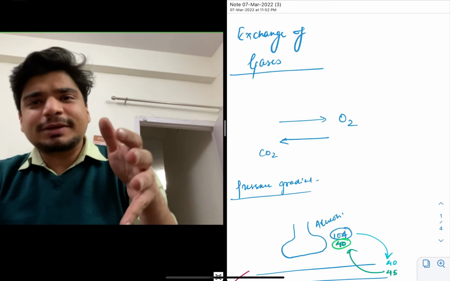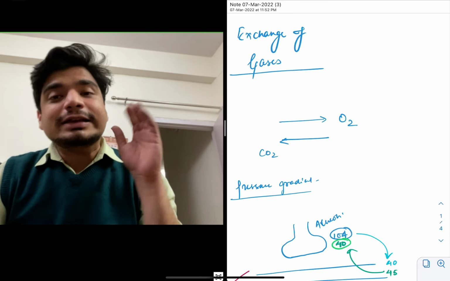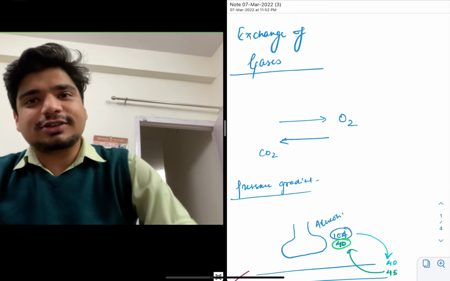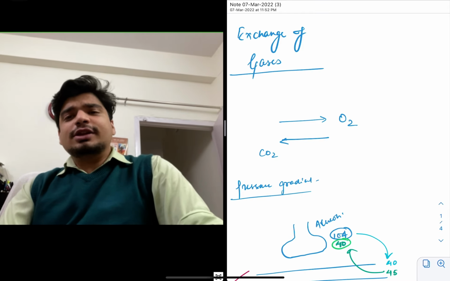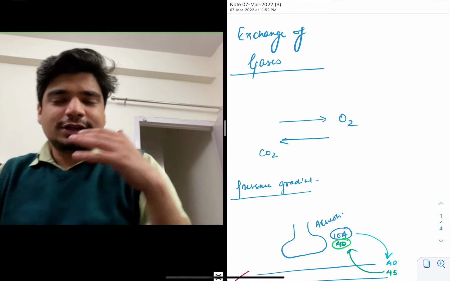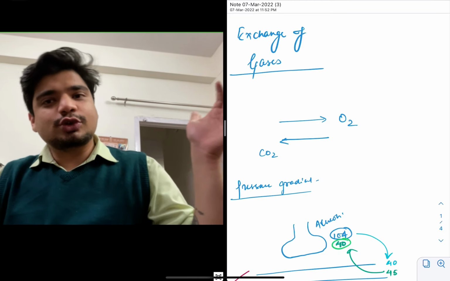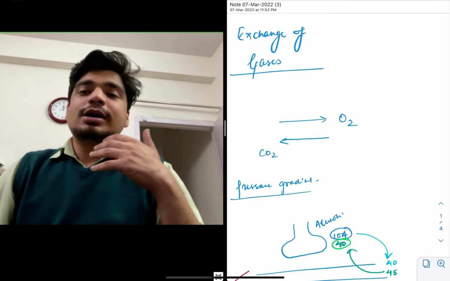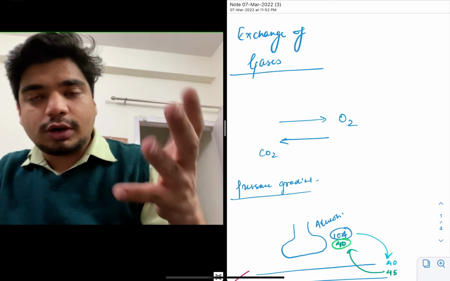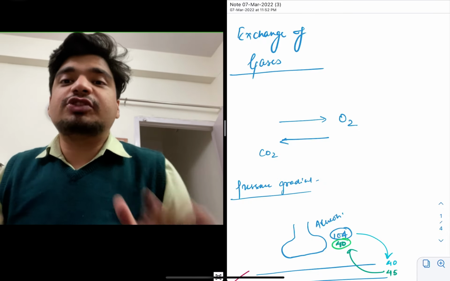So the topic this time is the exchange of gases, and I believe it is the easiest topic as far as respiratory physiology is concerned. Now, why do I believe that? Because the concept is very simple. Oxygen has to go inside the body, carbon dioxide has to come outside the body, and everything is going to happen because of a pressure gradient.